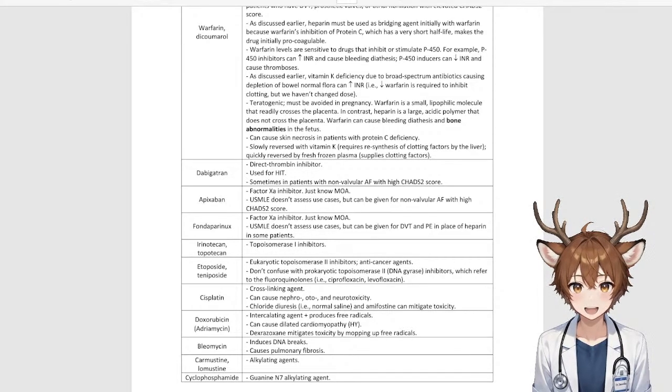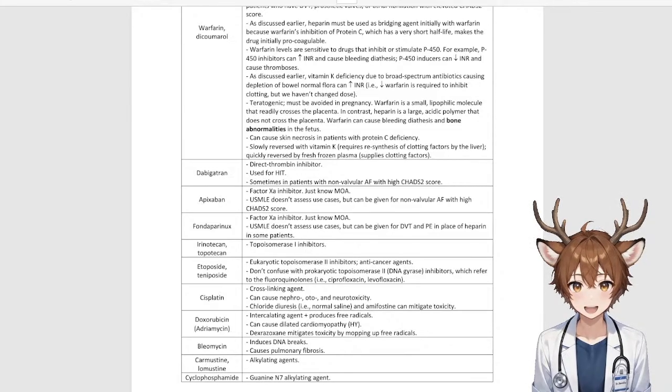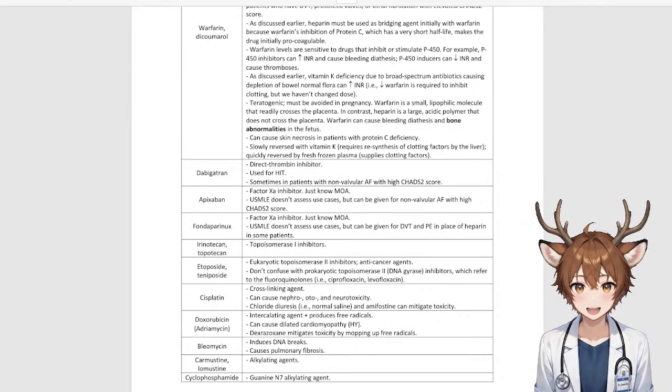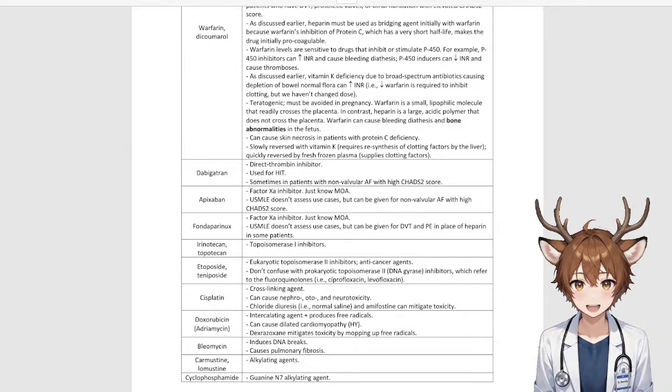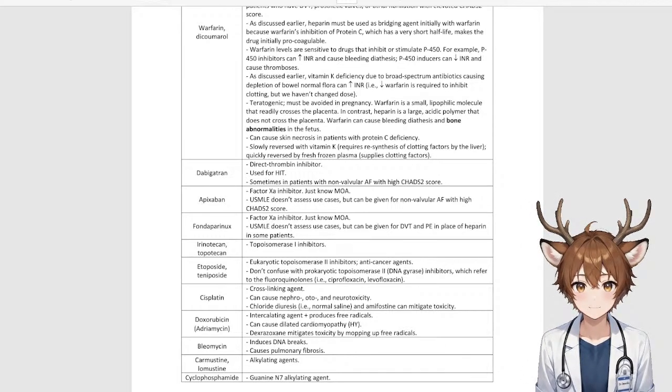Cisplatin, cross-linking agent. Cisplatin is like a platinum analog drug. Can cause nephro, oto, and neurotoxicity. Chloride diuresis, i.e. normal saline, and amifostine can mitigate toxicity.